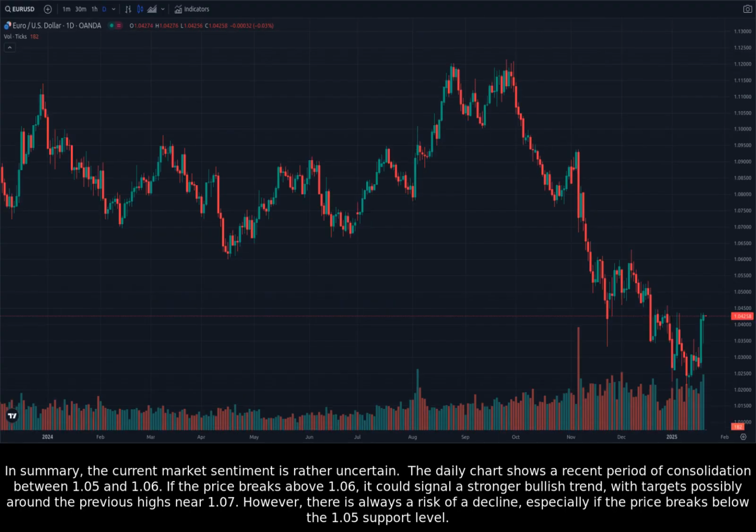In summary, the current market sentiment is rather uncertain. The daily chart shows a recent period of consolidation between 1.05 and 1.06. If the price breaks above 1.06, it could signal a stronger bullish trend, with targets possibly around the previous highs near 1.07. However, there is always a risk of a decline, especially if the price breaks below the 1.05 support level.